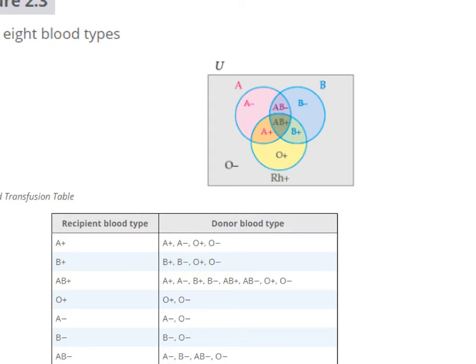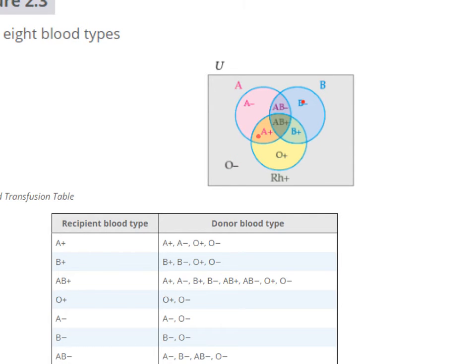Well, I'm going to drop a dot in the A positive region. What is the point of A positive? Well, A positive can receive donor blood from any of the circles that overlap it. So for instance, A positive certainly can get it from A positive, right? It could also get it from A negative because it overlaps with it. Also O positive because it overlaps with it. And it's always going to use O negative. So really, really cool chart here.